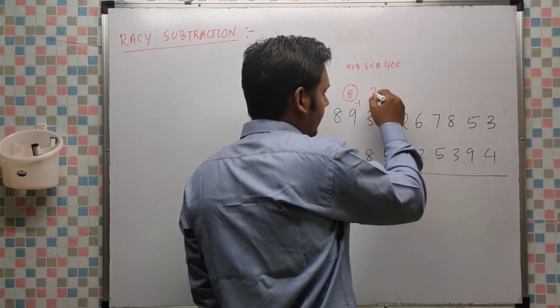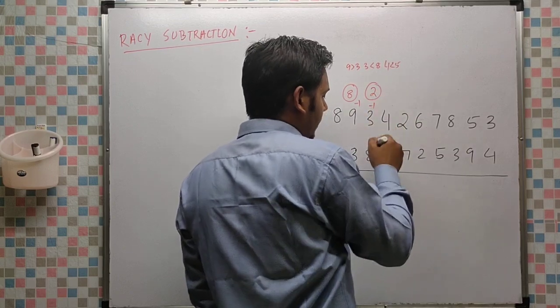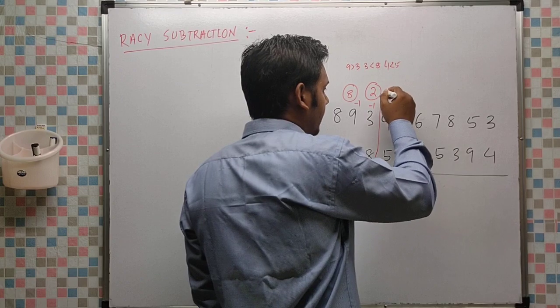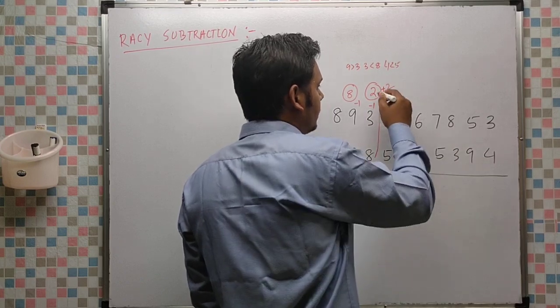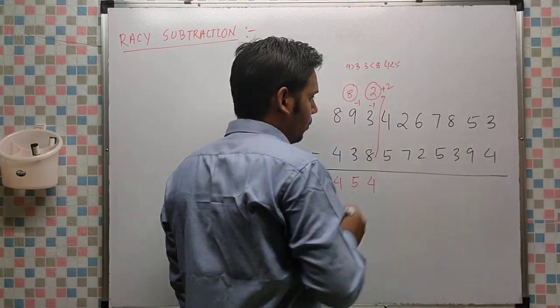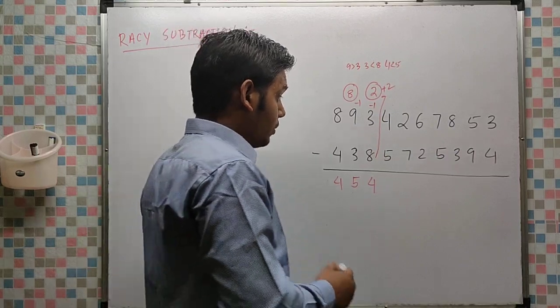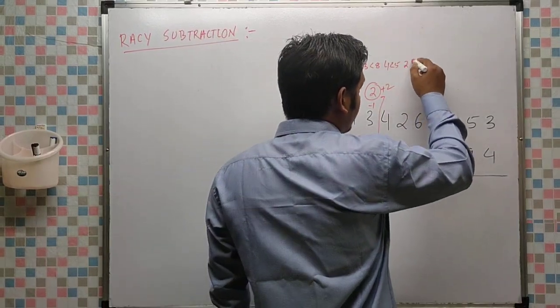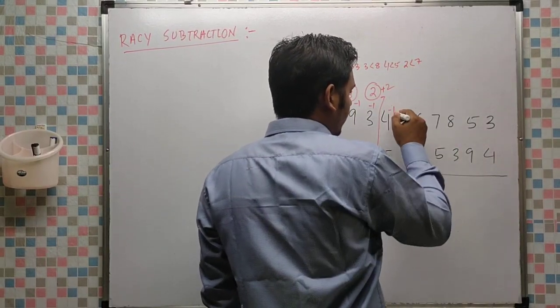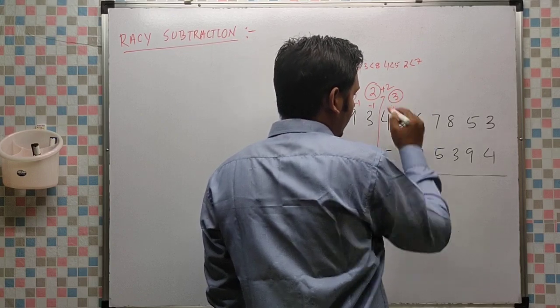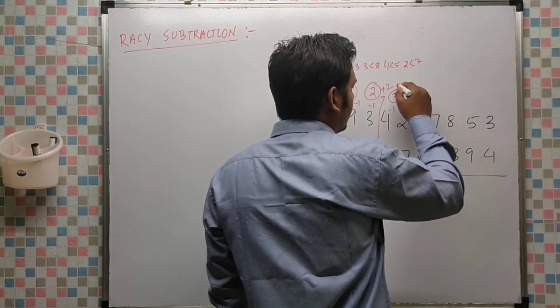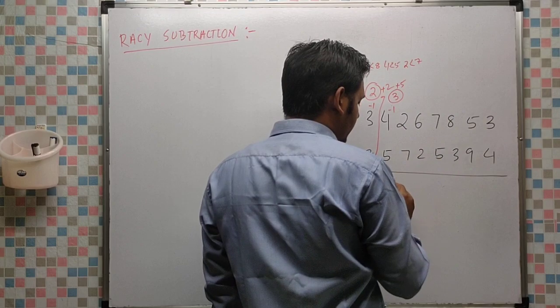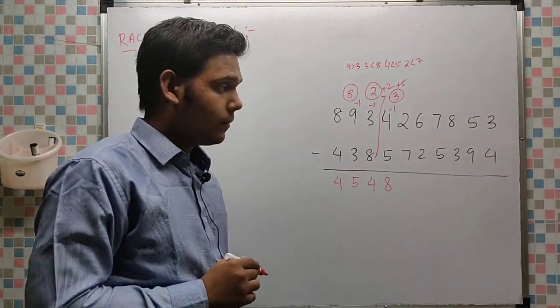This number will be decreased by 1, so 2, but 2 minus 5 is not possible. So what we have to do? We have to add the 8 complement. 8 complement is 2, and 2 plus 2 is 4. Now 2 is less than 7, so this number will be decreased by 1. This is 3, the 5 complement is 5, and we add 3 plus 5, that is 8.